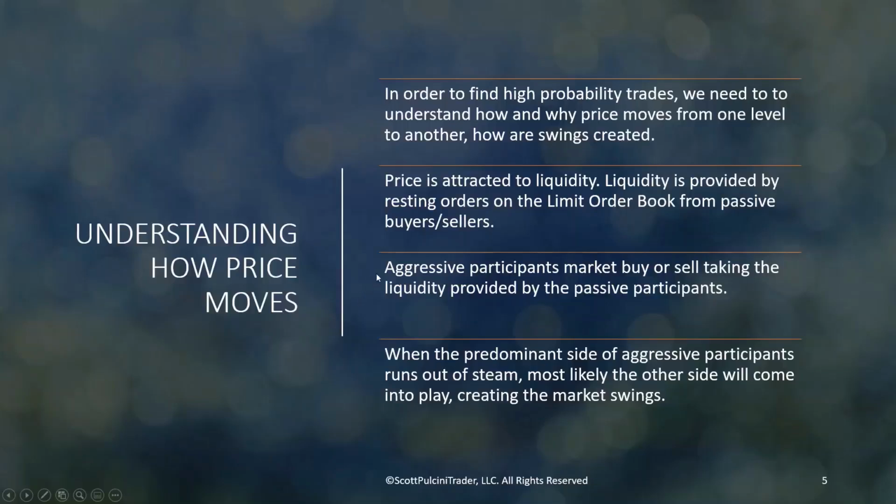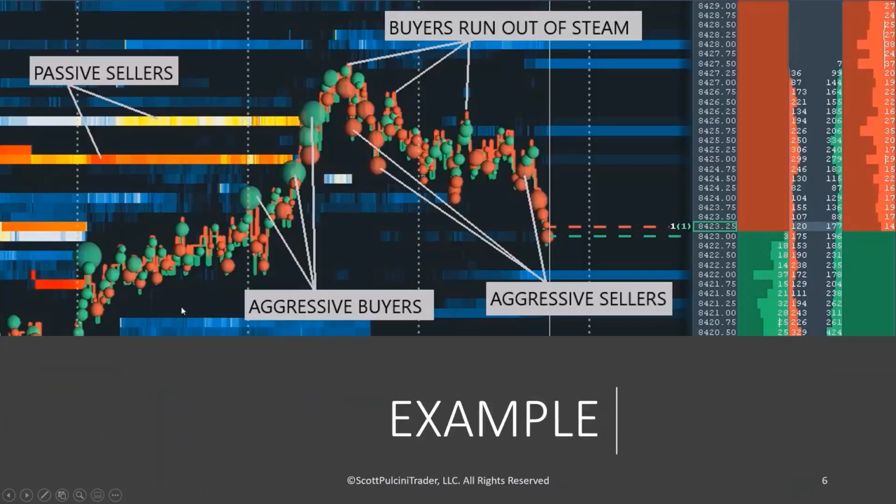The aggressive participants are the ones moving the price, so they will market buy or sell, taking the liquidity that is provided by the passive participants. When the predominant side of aggressive participant runs out of steam, most likely the other side will come into play, creating the market swings. So you'll see. Let's go to the next slide.